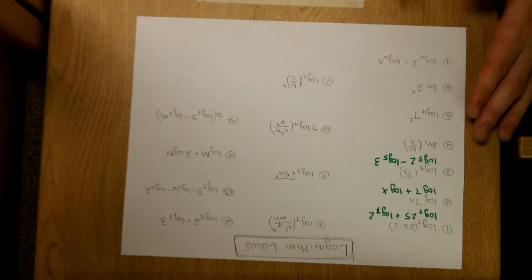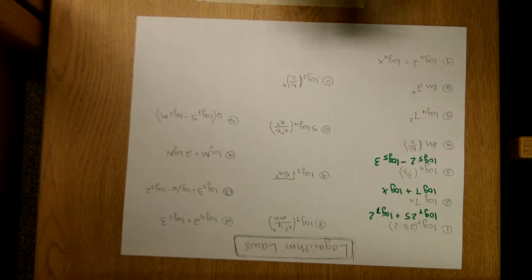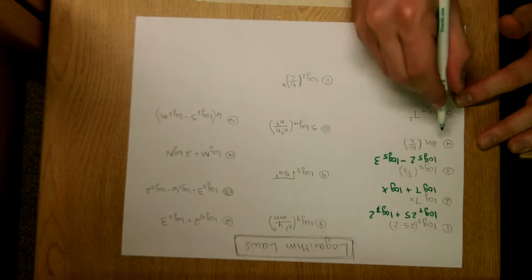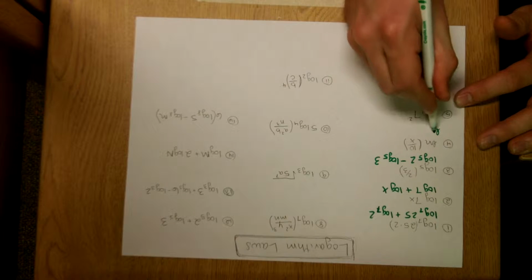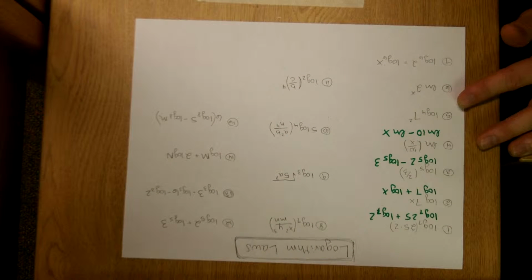Okay? Again, if we have natural log, same rules apply. It's just the base of e. Now we can just write it with natural logs rather than a base right here. So again, it's division, so we have natural log of 10 minus natural log of x.